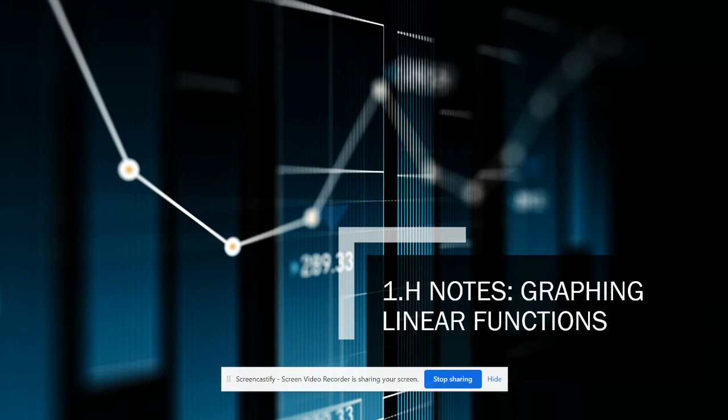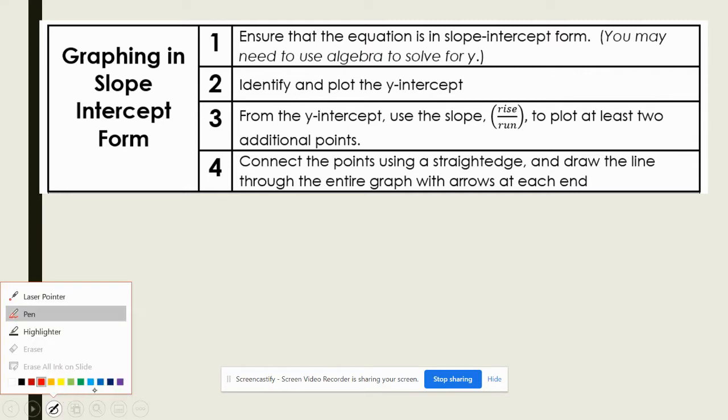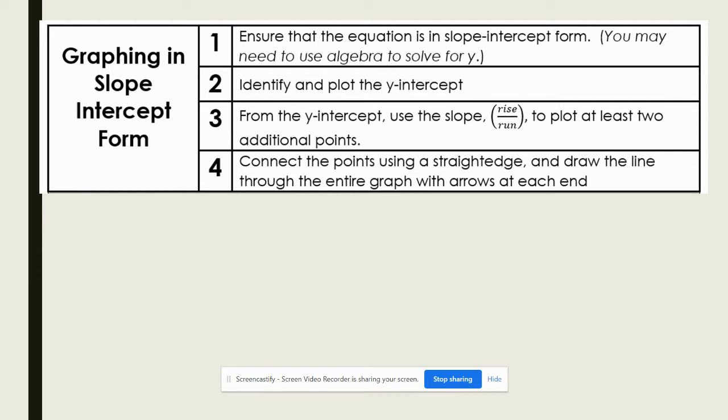Welcome back. We're continuing our review unit, and today we're going to talk about graphing linear functions in different forms. I'm going to start with slope-intercept form. First thing we want to do is, whatever they give us, make sure it is in slope-intercept form. Remember, slope-intercept form is y equals mx plus b.